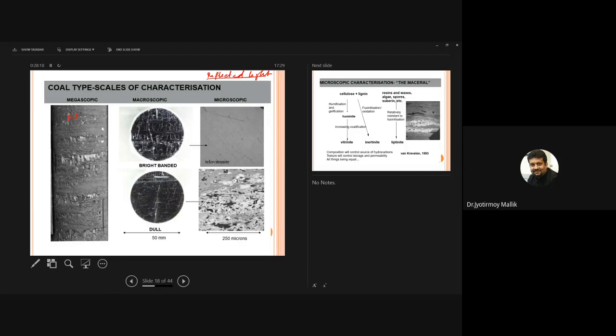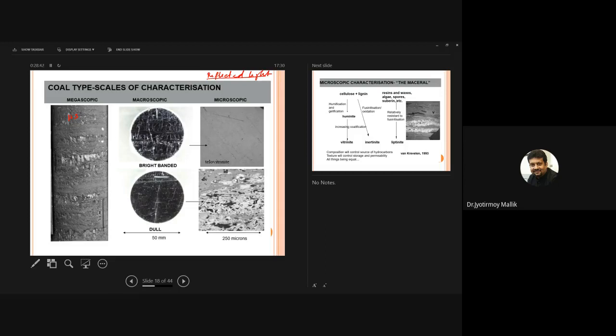This is macroscopic. So this is also a polished section. You are still looking at the hand specimen scale, 50 millimeter scale, but the sample has been polished to see some features, and we will see what they are. But these are, of course, microscopic views of the coal.